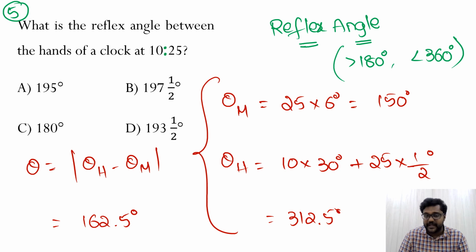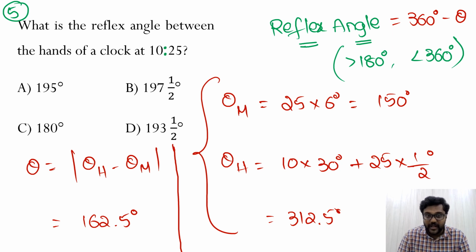This is the angle between hands, my dear friends. But this is not in the range of a reflex angle. A reflex angle must be greater than 180 and less than 360. Here it is 162.5. So what you should do is apply 360 degrees minus the angle between hands. 360 degrees minus 162.5, if you do, we will get 197.5. This is the reflex angle, 197.5. I'll represent this in terms of a diagram as well, to show how to handle it. Let's see the diagram also. Yes, 162.5 is the angle between hands.